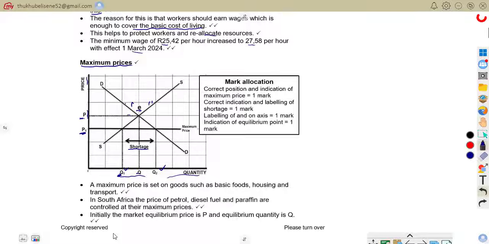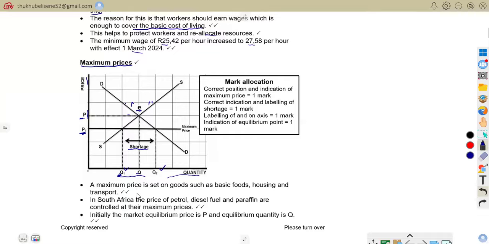Hope we are still on one page, ladies and gentlemen. So what is the key purpose of this? The key purpose is that we are trying to protect consumers from high prices and make necessities affordable. We did talk about necessities like food and housing. This leads to a shortage, as demand is greater than supply. Now we know very well that demand is going to be greater than supply.